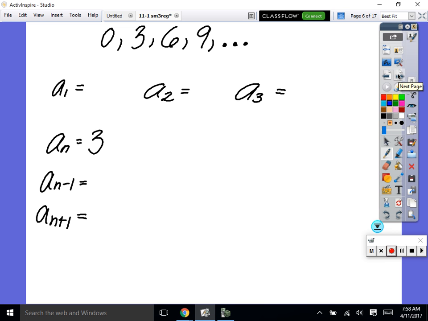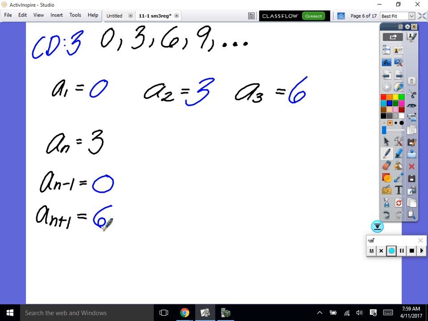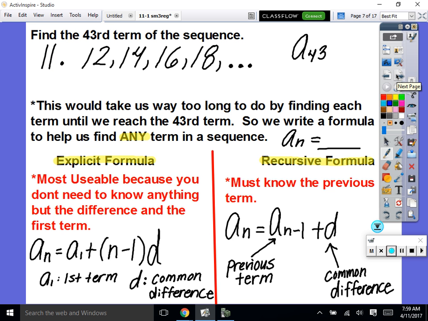So tell me, I'm just testing you, what's A sub 1 in this? 0. What's A sub 2? What's A sub 3? 6. Very good. Just curious, what's the common difference in this one? 3. Very good. And then I'm choosing, let A sub n be 3, so what's A sub n minus 1? 0. You guys got it. What's A sub n plus 1? 6. Very good.